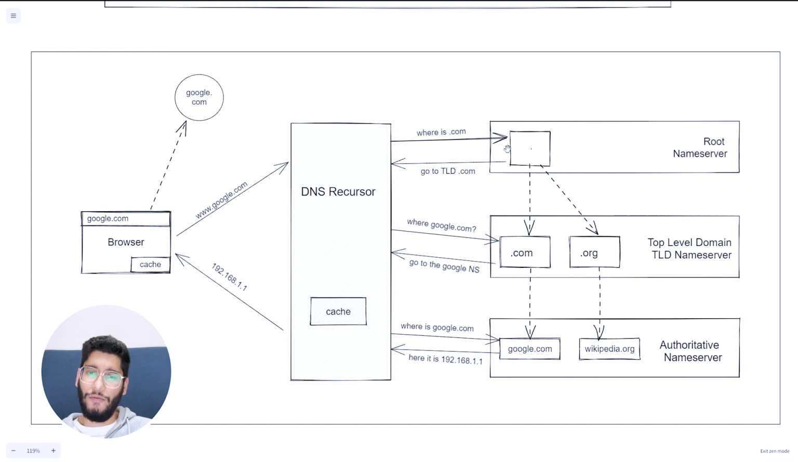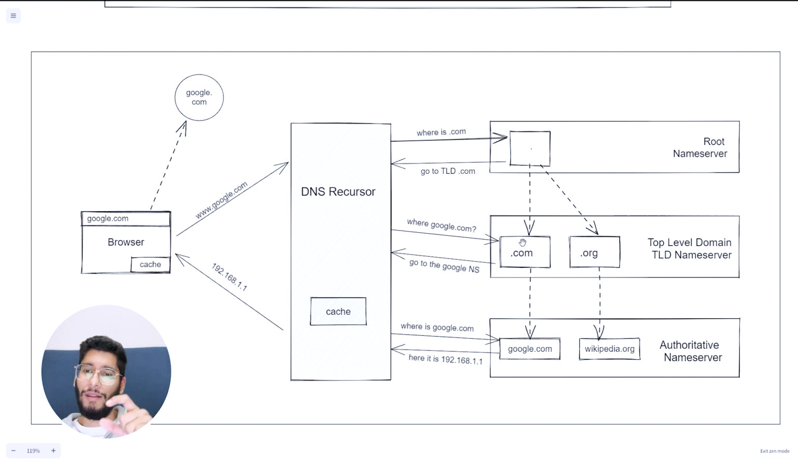domain that they are looking for, and then it will ask the root name server where is the .com. For this the root name server replies with the TLD .com location: hey DNS recursor, if you are looking for the .com, go to this TLD. Then the DNS recursor will go and ask the top level TLD, which we got from the first step, where is google.com.